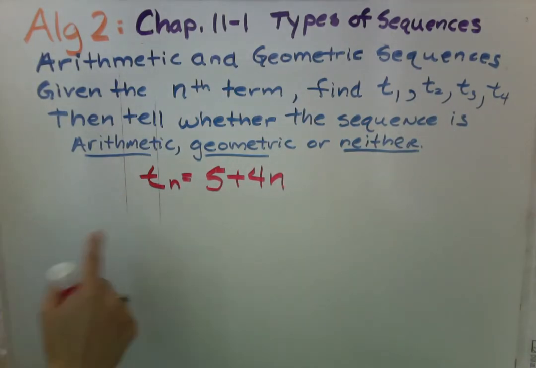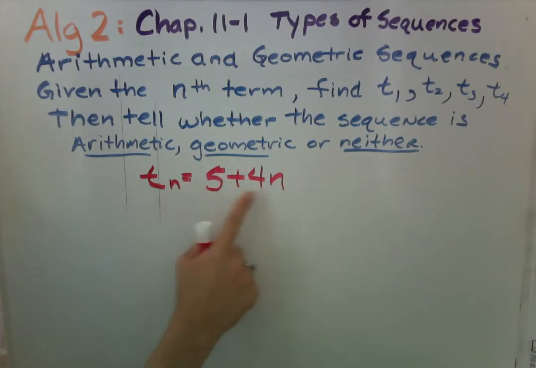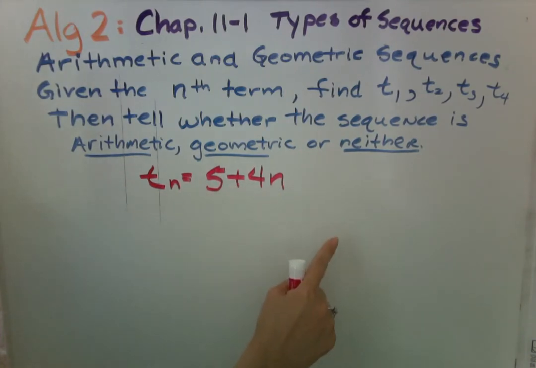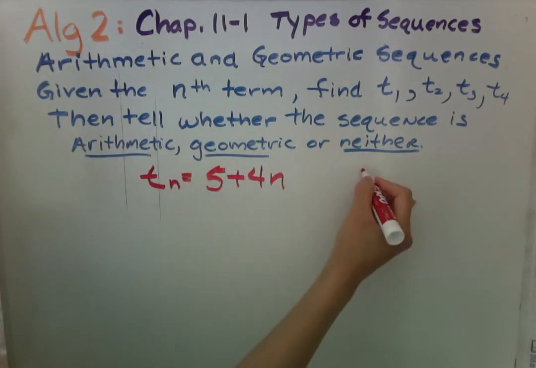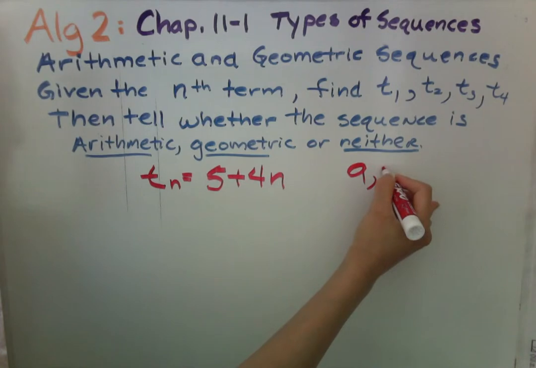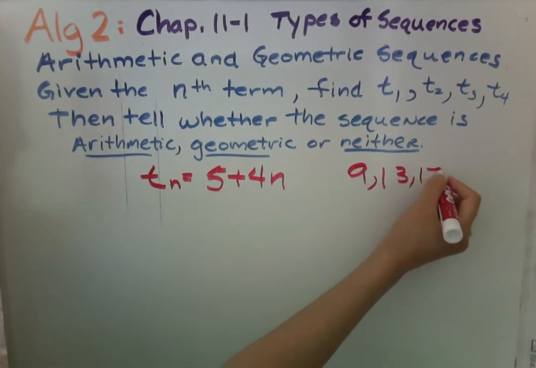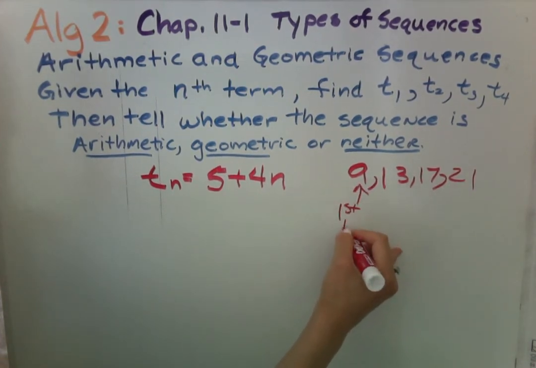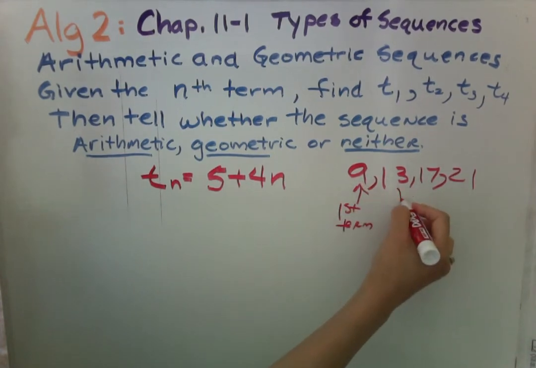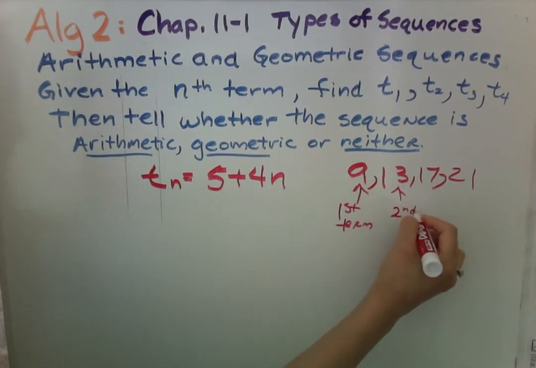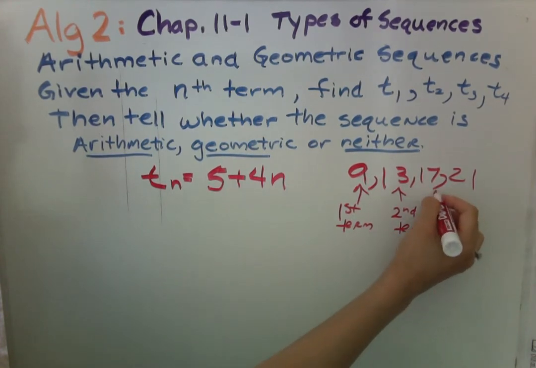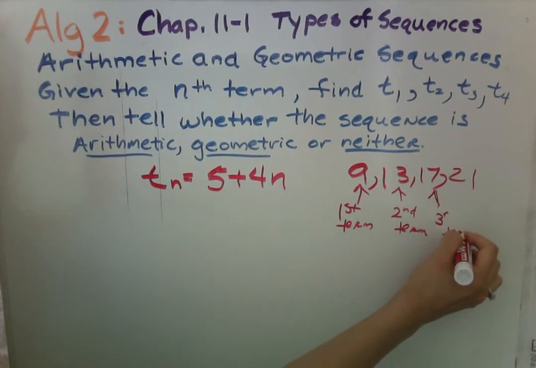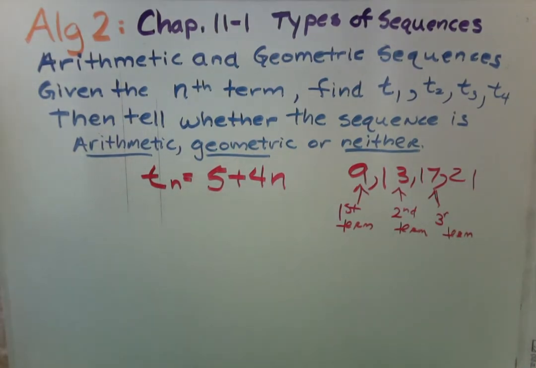What this implies is the nth term is the first term in every sequence. For example, if you had a sequence of numbers, such as 9, 13, 17, and 21, this is your first term. Your first term is 9. 13 is your second term. This is your third term, and so forth. Okay?